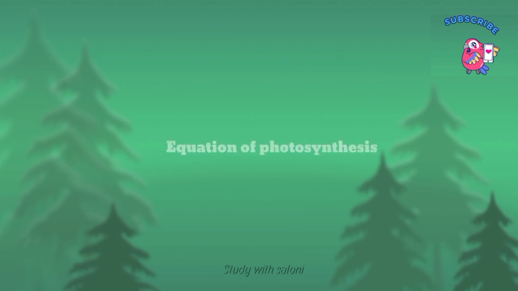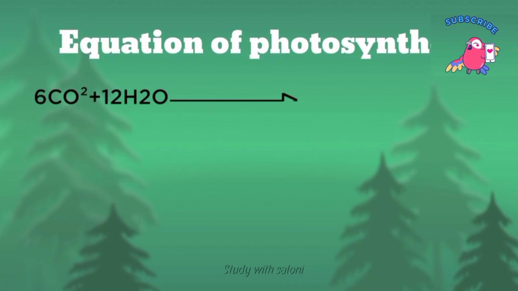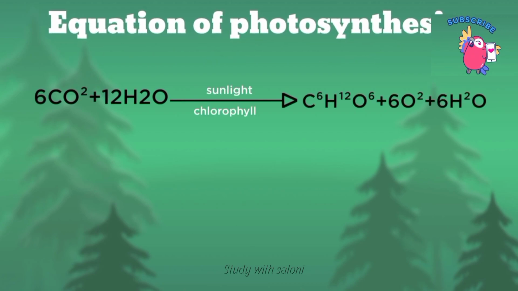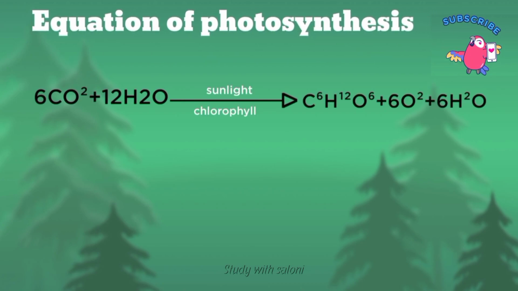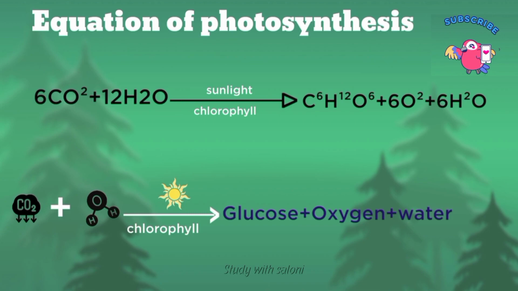Now let us see the equation of photosynthesis. 6CO2 plus 12H2O gives rise to C6H12O6, that is glucose, plus 6O2 plus 6H2O. From this equation, we can understand that carbon dioxide and water react in presence of sunlight with the help of chlorophyll and finally produce glucose and oxygen.